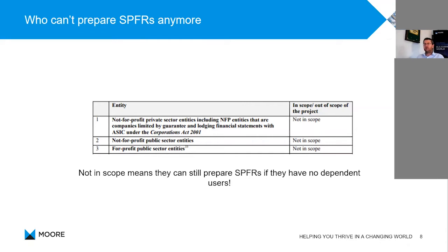Not-for-profit public sector entities are not in the scope of this, as well as for-profit public sector entities. So they will still continue to apply that regime. So if you remember anything out of this presentation, remember that if you're not for profit and you have no dependent users, you still can prepare special purpose financial reports, but you still need to pass that test. So it's not meant to be a free choice. And there's been a lot of guidance put out about this, assessing whether or not you do have dependent users, and your auditors also making that assessment.